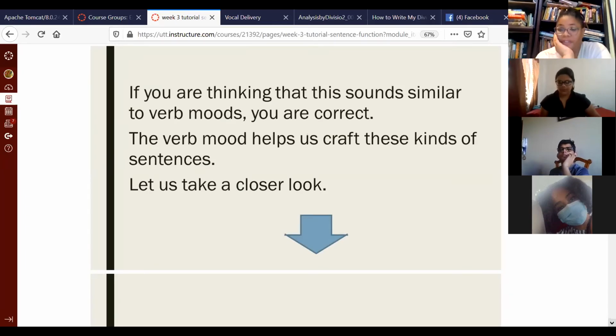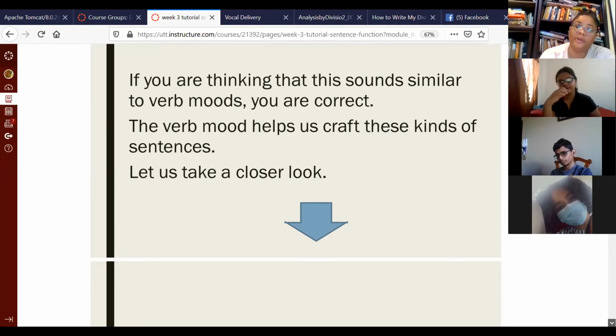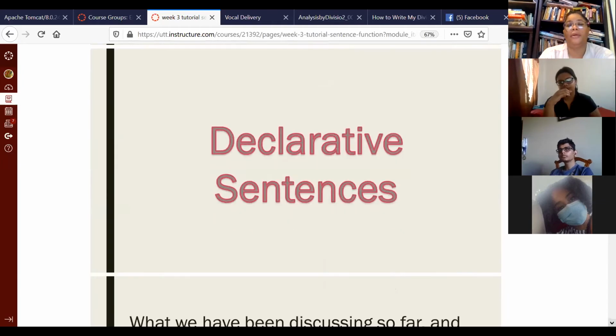When we look at verbs, so this might be a little back to front, but when we're doing parts of speech and we look at verbs, for example, verbs have what we call moods. And the different verb moods help us craft sentences to do different functions, right?